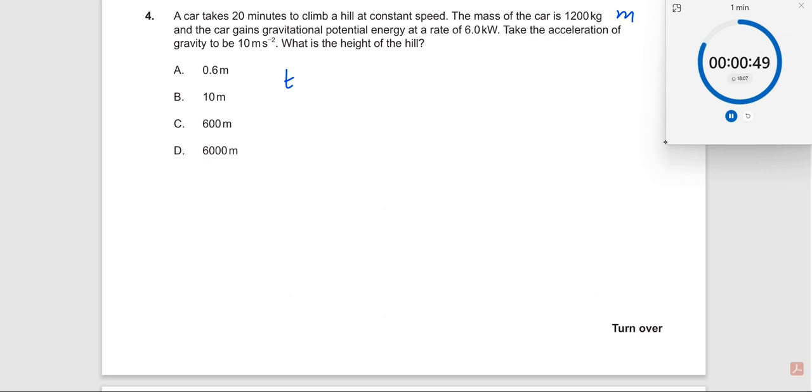And the car gains gravitational potential energy at the rate of 6 kilowatts. See, remember this is not energy. This is power which is given to you. Take the acceleration of gravity to be 10. What is the height of the hill?